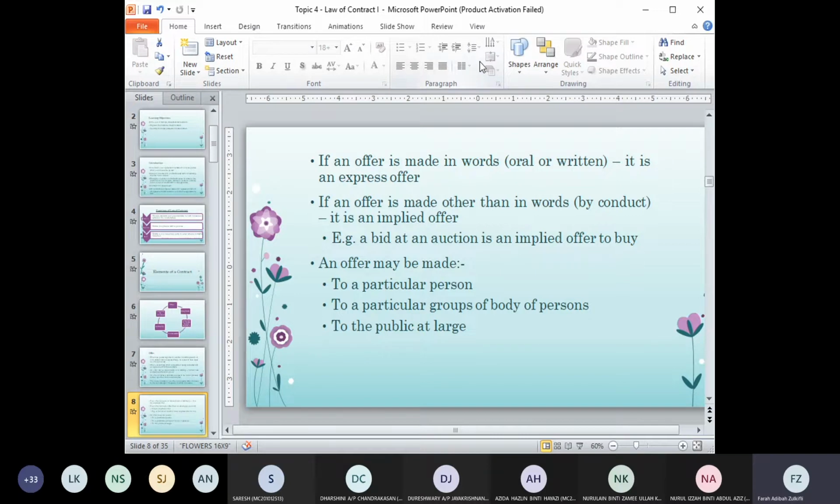Okay, so an offer may be made to a particular person. So you can make an offer from A to B, only two parties. An offer can also be made to a particular group of persons. Sometimes you want to make an offer not only to one person, but to a number of persons, and that is also an offer. And an offer can also be made to the public at large. You can make what we call a unilateral offer, an offer made to the public at large. That kind of offer is also valid.